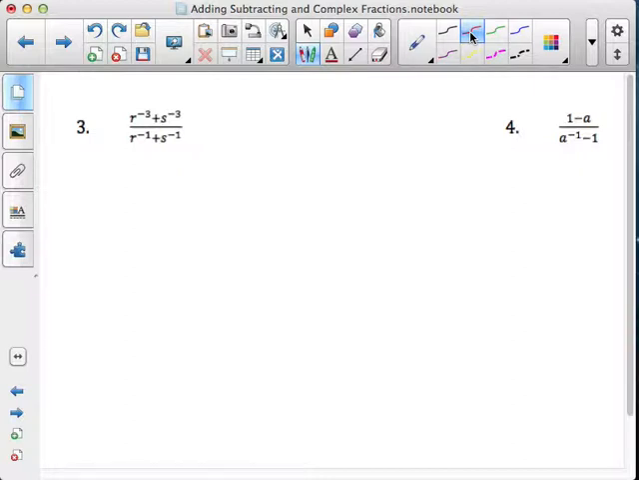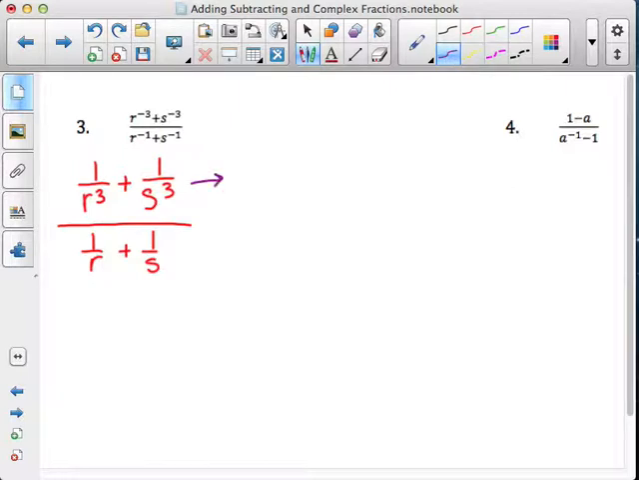So, properties of exponents. r to the negative third is really 1 over r cubed, plus s to the negative third is really 1 over s cubed, all divided by 1 over r plus 1 over s. So I'm making my negative exponents positive. So here we have a complex fraction. So first I'm going to work out my numerator.